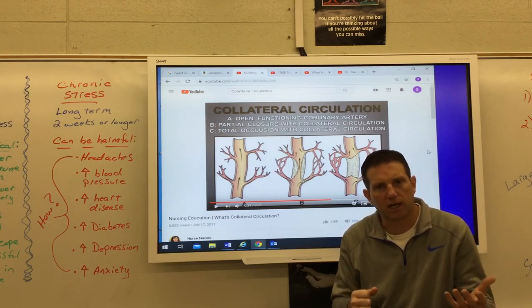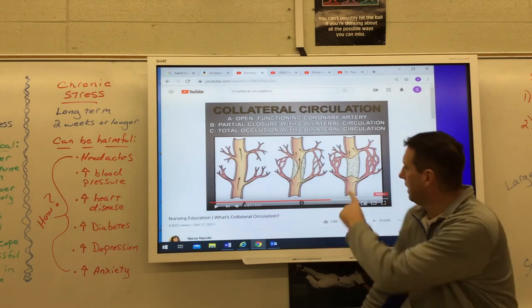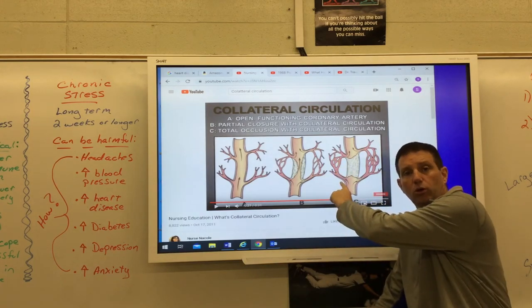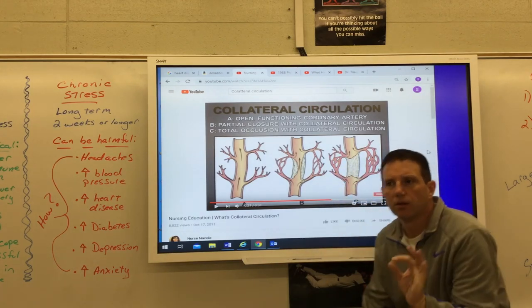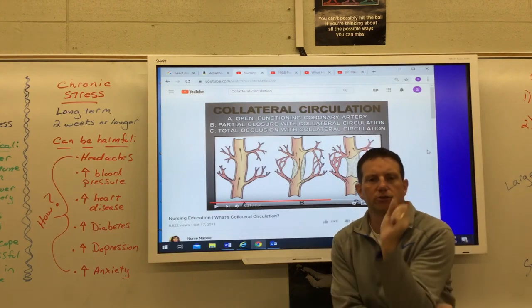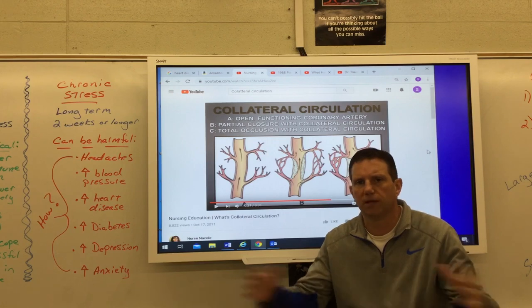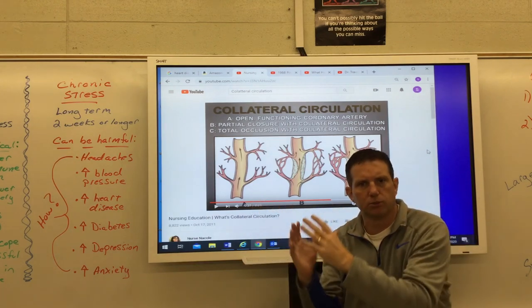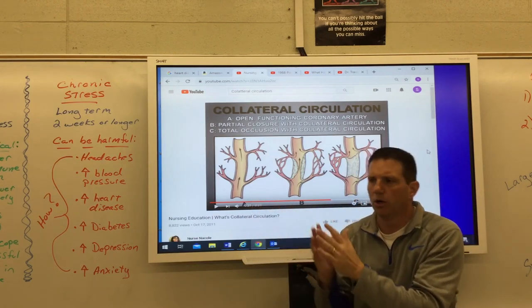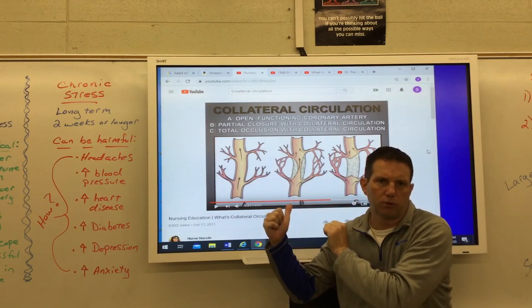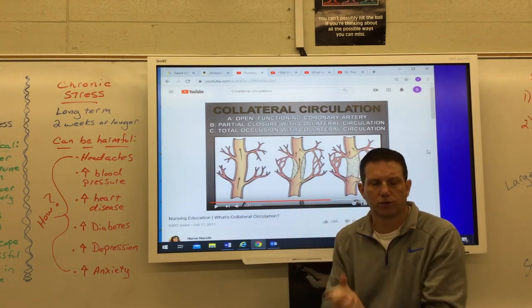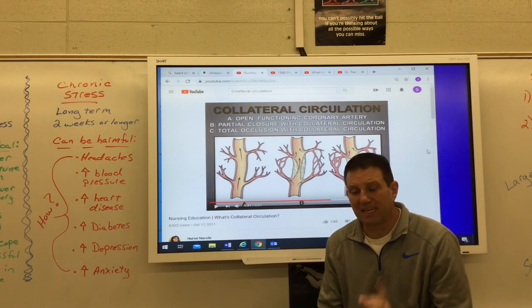And he has a heart attack, because just as you can gain collateral circulation, you can also lose your collateral circulation. Think of this. If you were exercising in the weight room and you lifted and lifted and lifted, and then you stopped lifting for several months, that muscle would deteriorate, right? It would get smaller. Well, the same holds true with your blood vessels. You can gain them, you can also lose them. That's it in a nutshell.